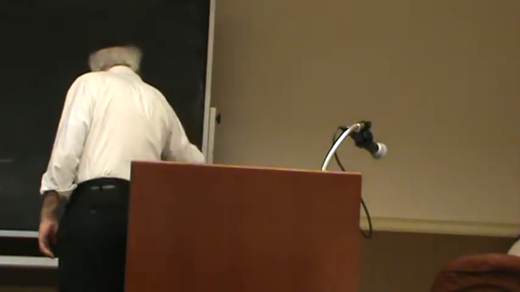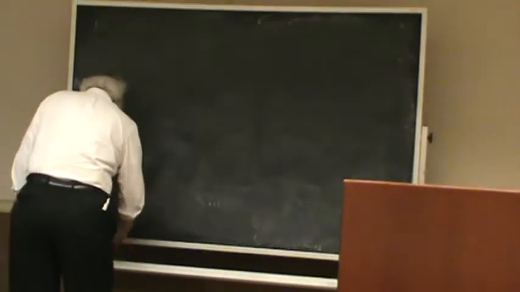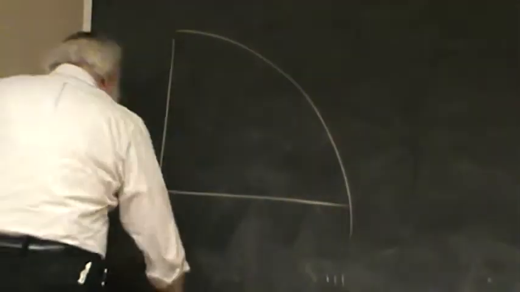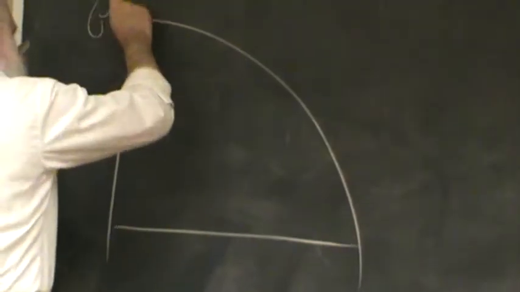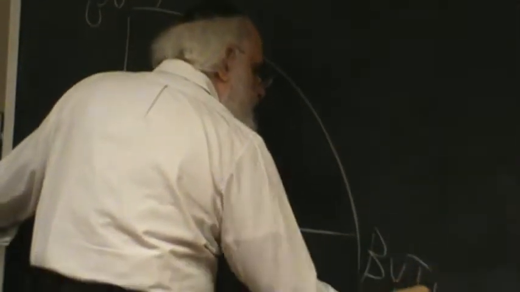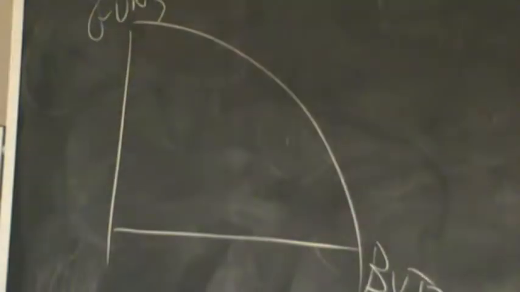Okay, now we draw here a thing we call the production possibility curve. On the vertical axis, we have guns. And on the horizontal axis, we have butter. And guns does not mean guns, and butter does not mean butter.